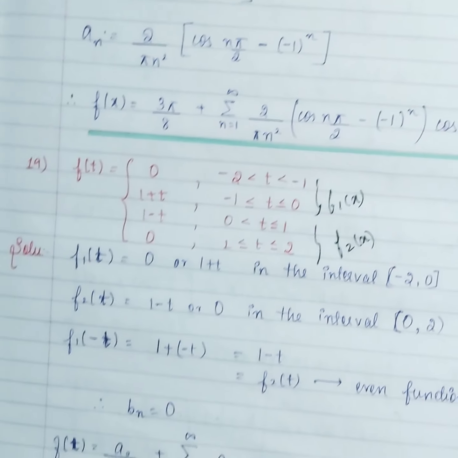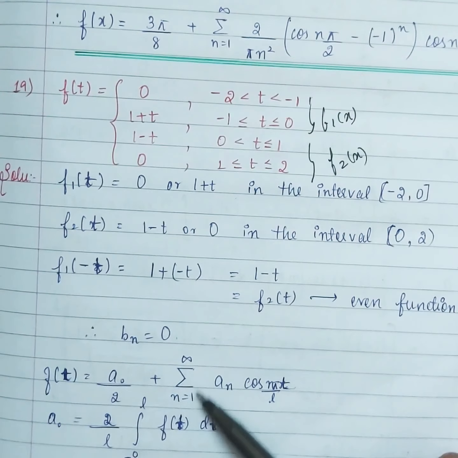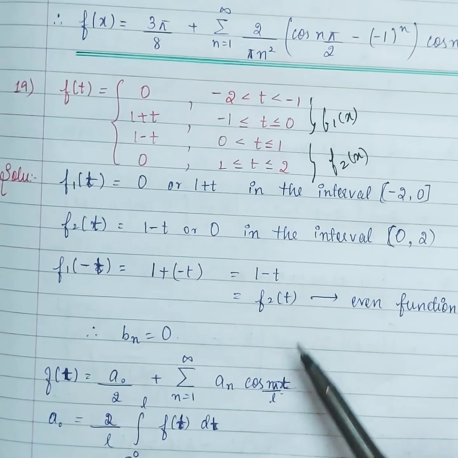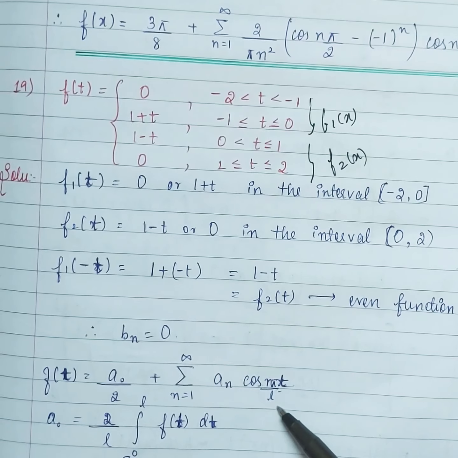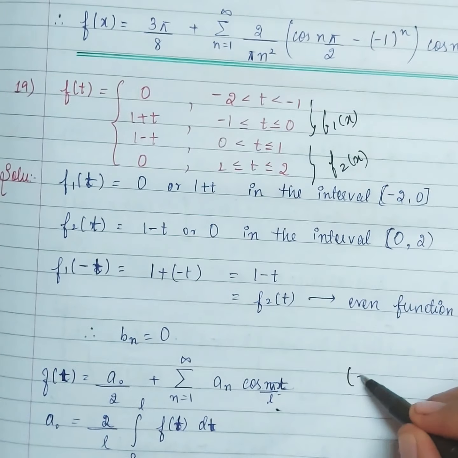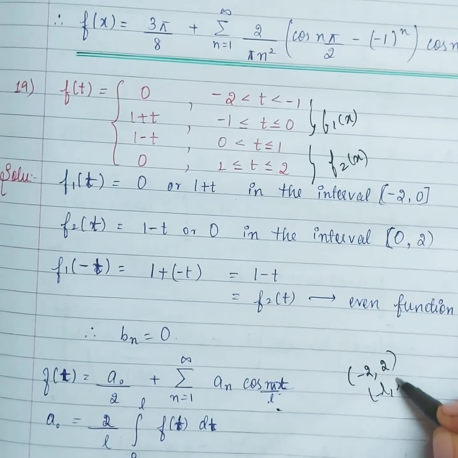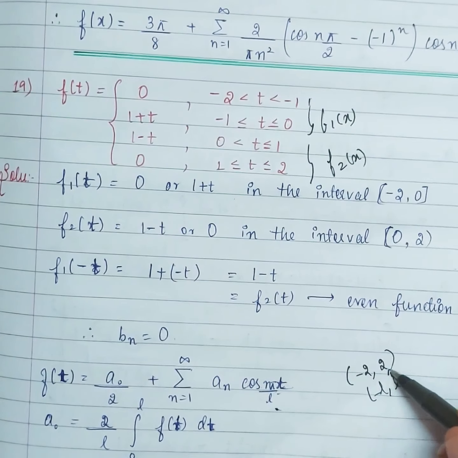So what is the formula here? The difference between the previous one and this problem: a0 by 2 plus summation n is equal to 1 to infinity an cos n pi t by L. In the place of x in this problem we have t. So you have to find L. What is L? The overall interval is minus 2 comma 2, that is minus L comma L. Correct? Therefore L takes the value 2.